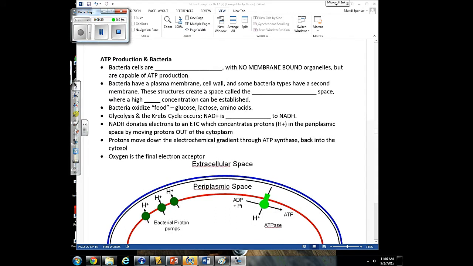Now, let's discuss ATP production in bacteria, because all cells, plants and animal cells, bacteria cells, fungi, all utilize ATP to provide energy for their reactions. But if you remember, bacteria are prokaryotic cells, which means they have no membrane-bound organelles. So that means they do not have mitochondria. How are they able to meet these ATP demands of the cell?